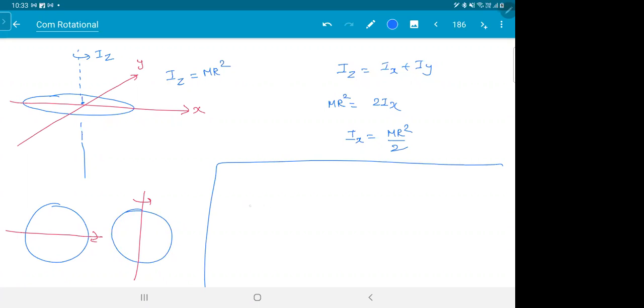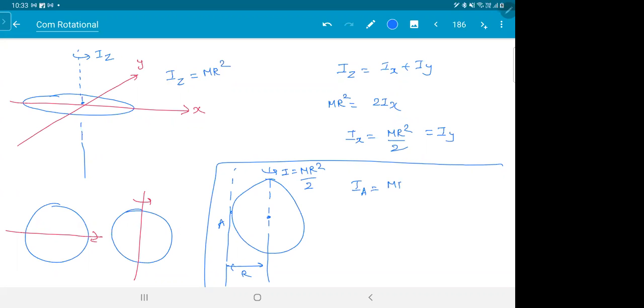Then, second part. Ix is equal to Iy. You know about this axis, Iy. You want about A. Done? Use the parallel axis theorem. This is the I center of mass. So IA is I center of mass plus MR square. That is 3 by 2 MR square. Does this make sense?